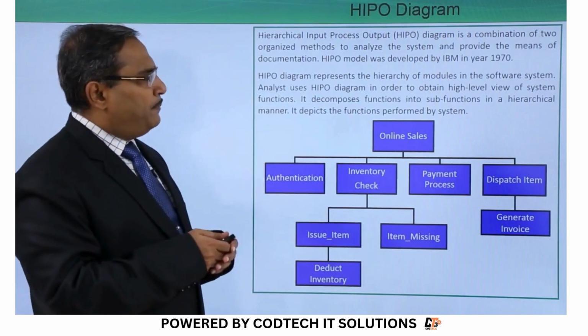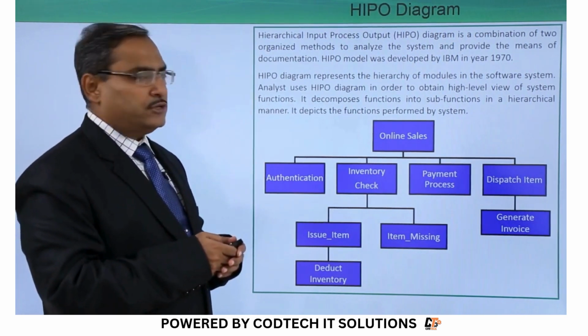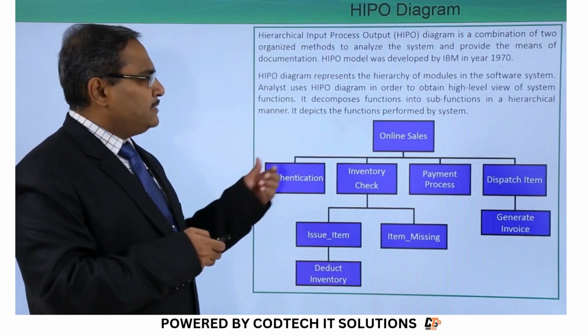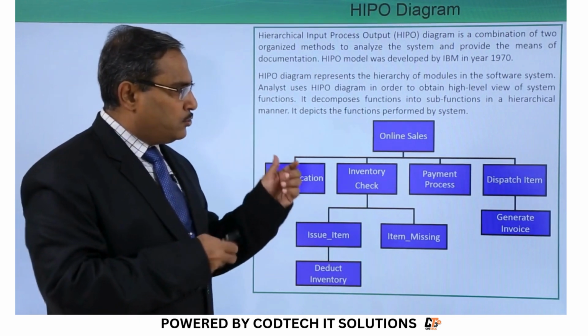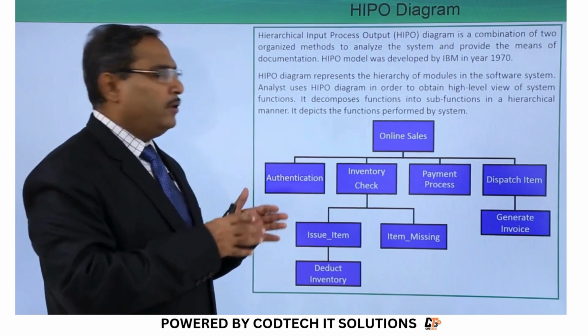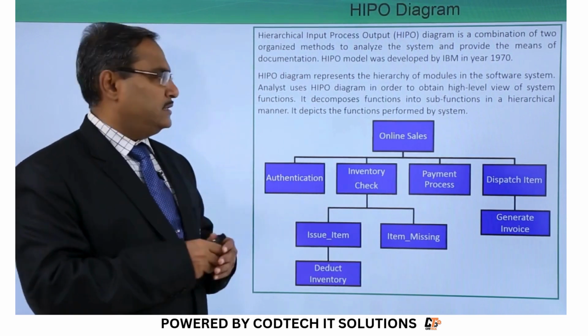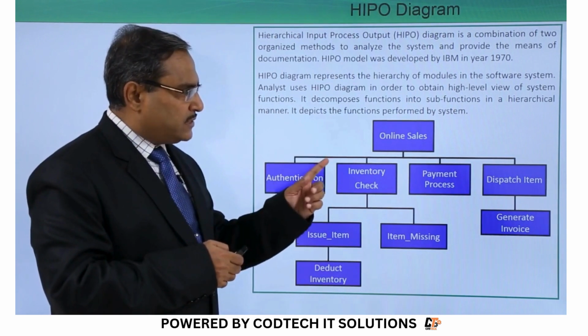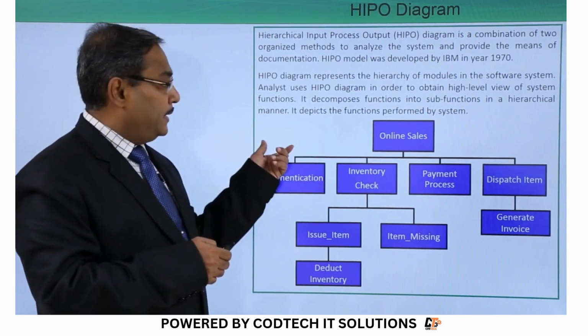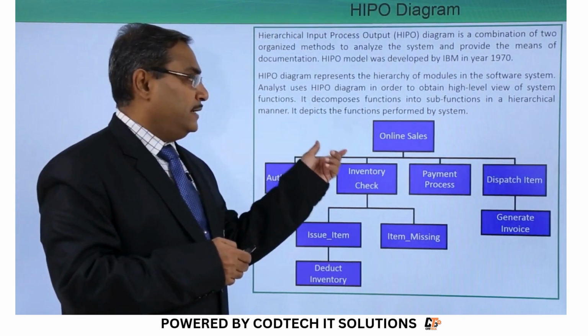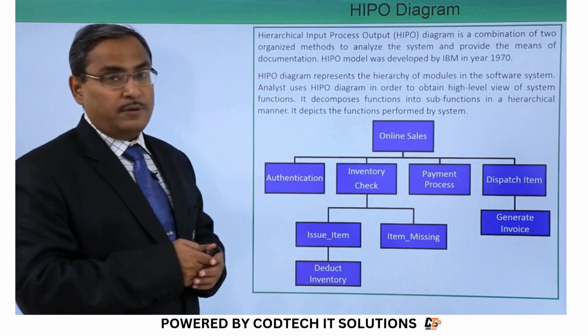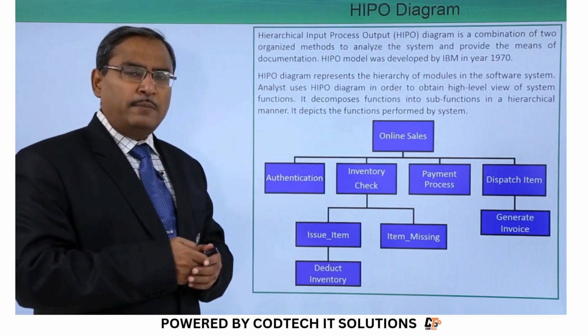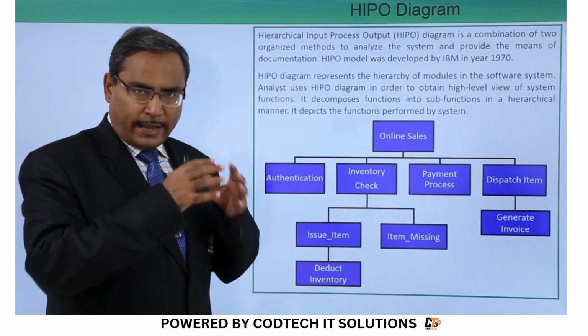So the HIPO diagram represents the hierarchy of modules in the software system. Analysts use the HIPO diagram in order to obtain a high level view of the system functions, and it decomposes functions into sub-functions in a hierarchical manner, and it depicts the functions performed by the system. Hierarchical means it will be having a tree-like diagram.